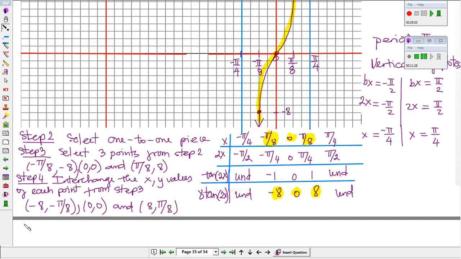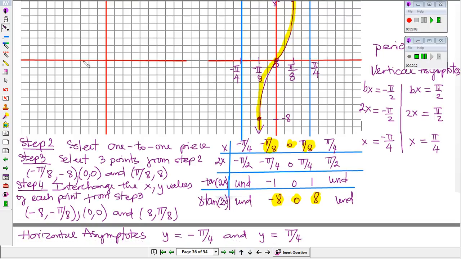And then at the same time, we are going to locate the two horizontal asymptotes. So think about right here, from step 1 we located the two vertical asymptotes. So now to make them become horizontal asymptotes, the x becomes the y, so y equals negative pi over 4 and y equals positive pi over 4.